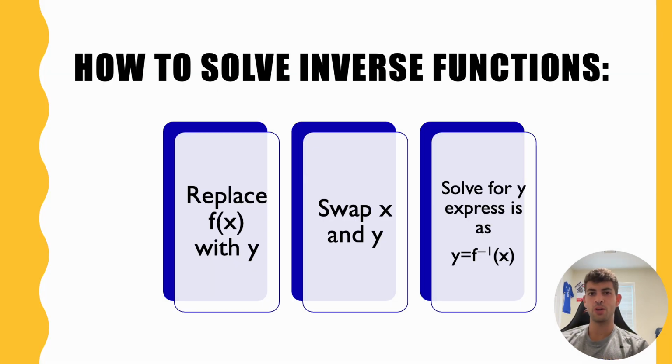So, now that we know what inverse functions are, let's understand the stages to solve them. The first stage is to replace f(x) with y, which are the same thing, yeah? The second stage is to swap x and y. And finally, we need to solve the equation for y.